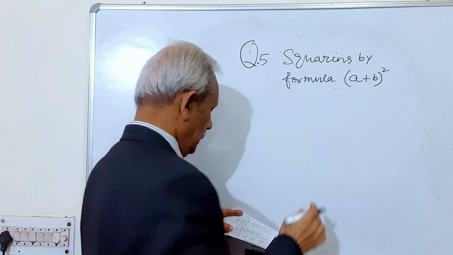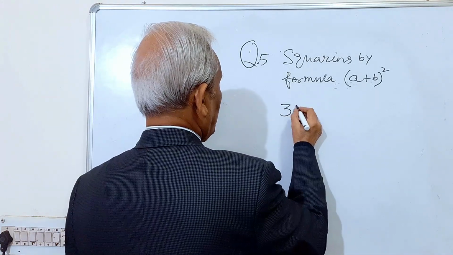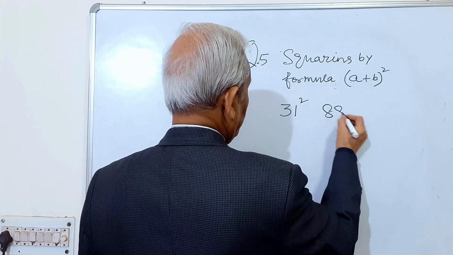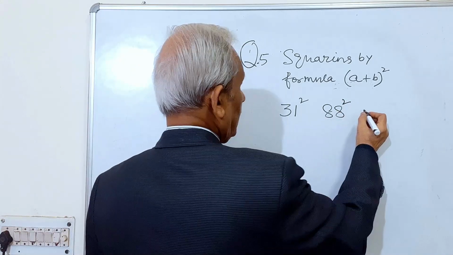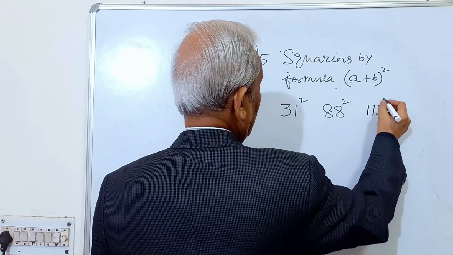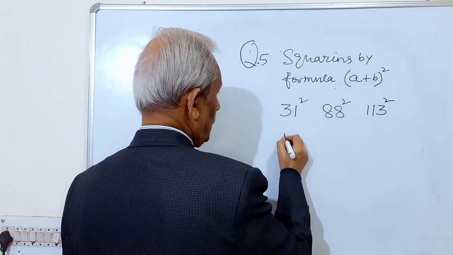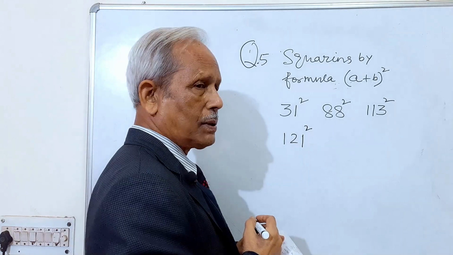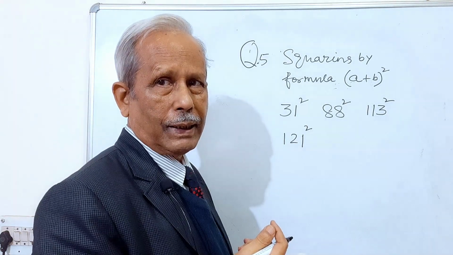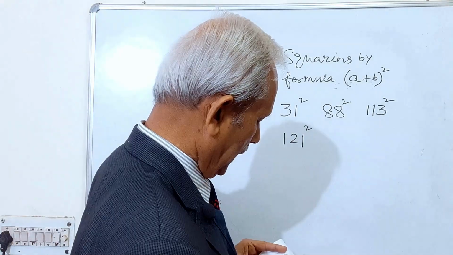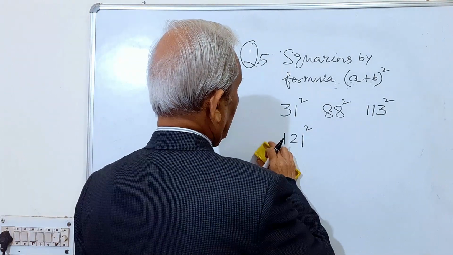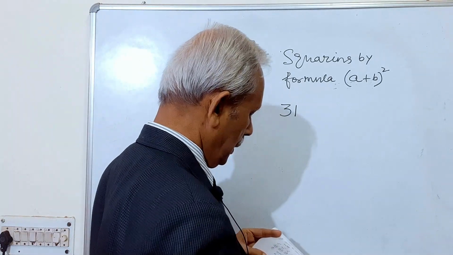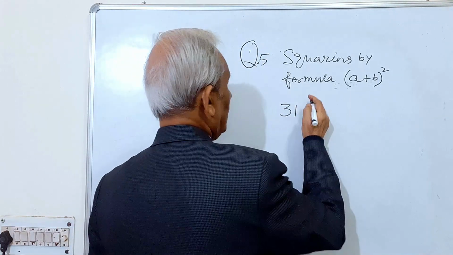So the numbers are 31 square, 88 square, 113 square, and 121 square. Let's try it, follow it yourself, do it yourself, and then come back again after a pause, right? So I hope by now you have completed it. Let us do the questions. What do you have to do? We have to find out the square of these numbers through the method of a plus b whole square.